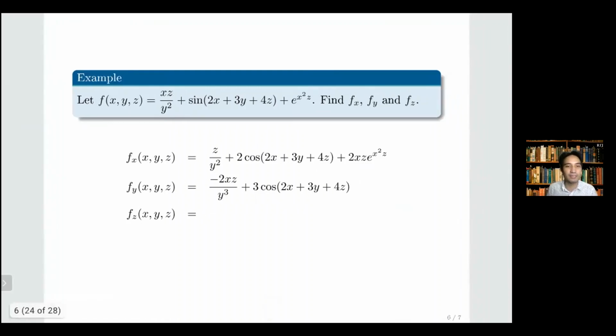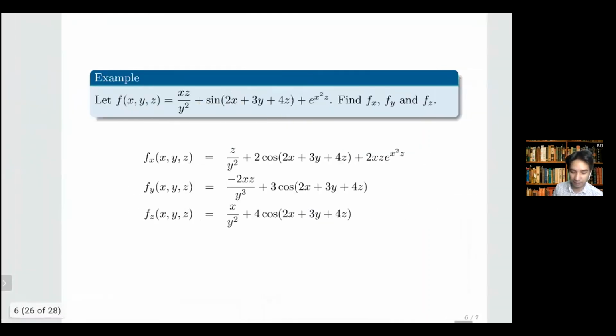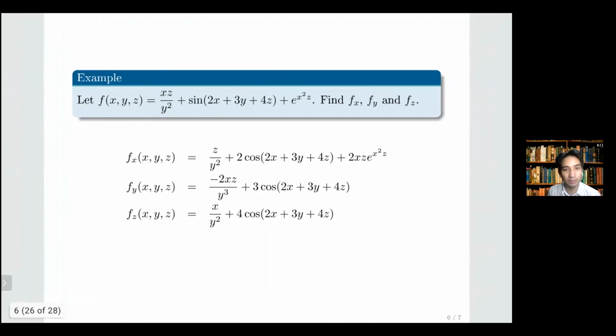And finally, for fz, I'll just leave this to you. So paki-verify that the derivative of the first term is x over y squared. The derivative of the second term is 4 times cosine of 2x plus 3y plus 4z. And the derivative of the third term is, I think it should be e to the x squared z times x squared. Yeah, okay.